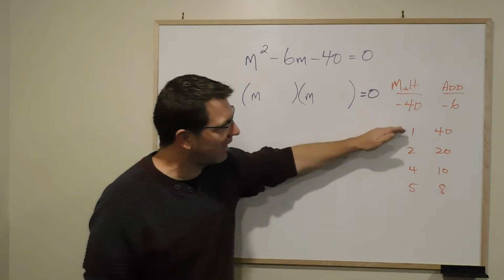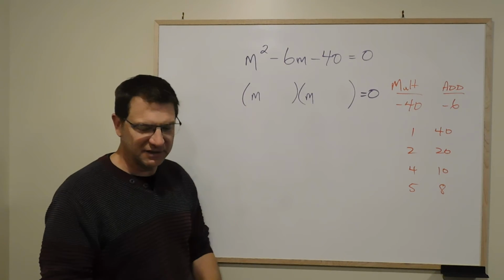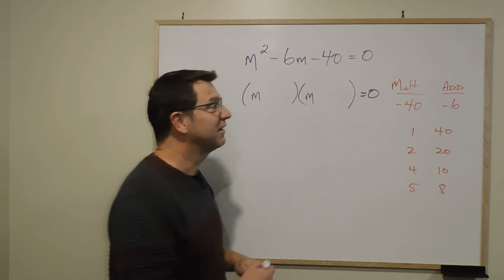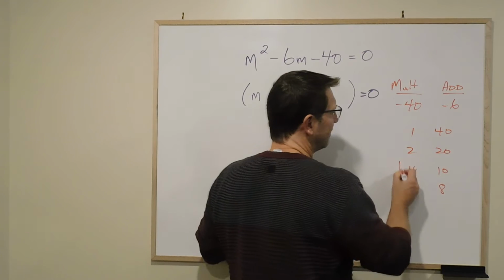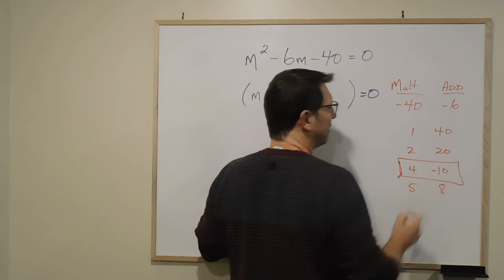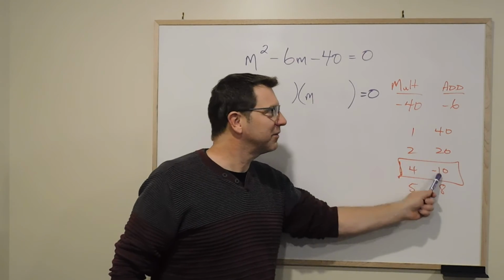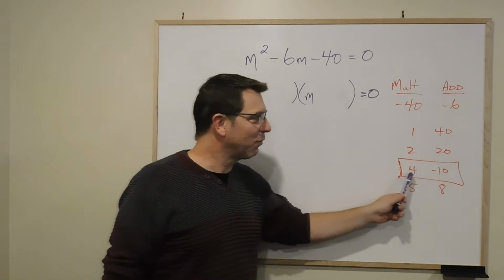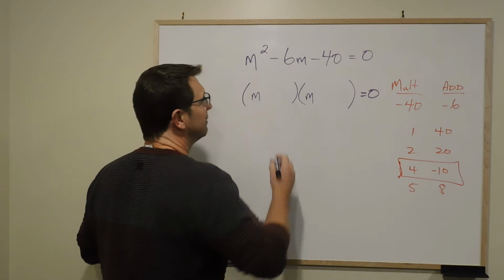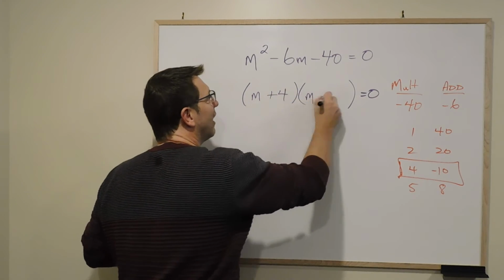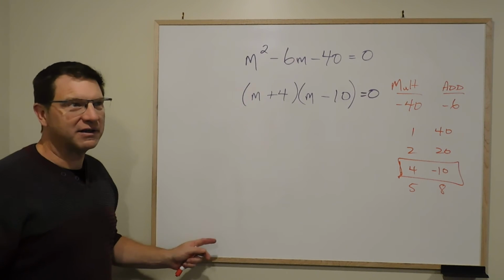And you start to look at how I can combine something with a negative and a positive to get negative 6 if I was to add them together. So what adds to negative 6? And I can see it right here. I know one has to be a negative and a positive. So 4 times negative 10 is negative 40, and 4 plus negative 10 is negative 6. So that's my numbers, plus 4 and minus 10. Right? So we haven't solved it yet, we've factored it.